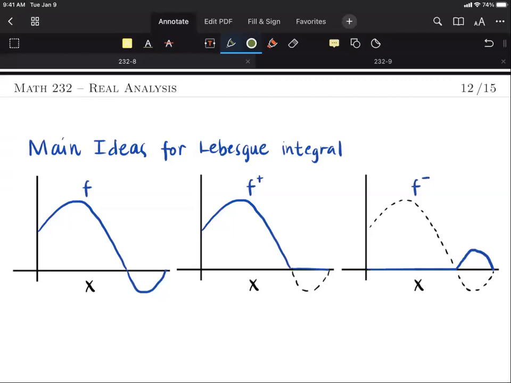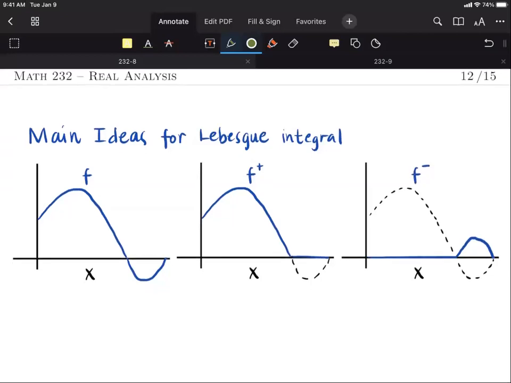Let us discuss the main ideas for the construction of the Lebesgue integral. So consider a function f defined on a set X. Think of X as the closed interval [a, b], for instance. Here we want to define a meaningful integral of f over X.